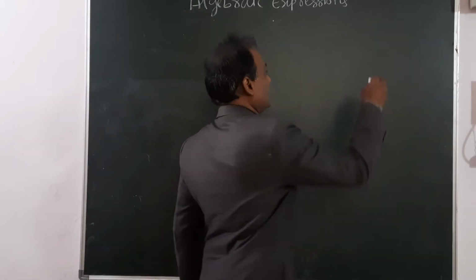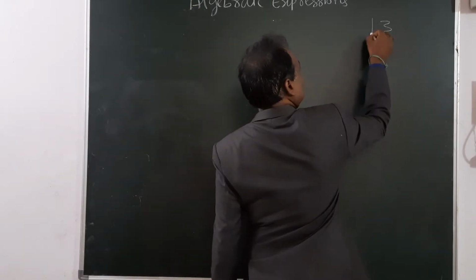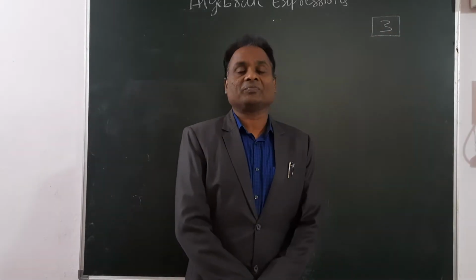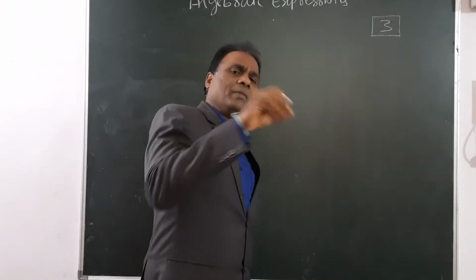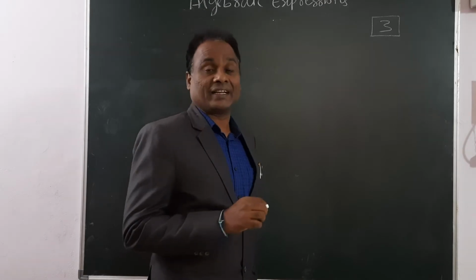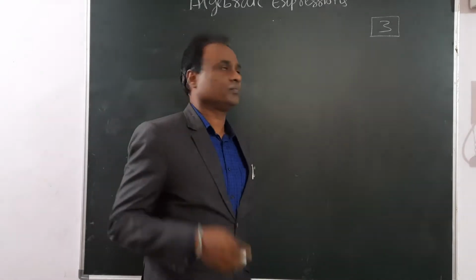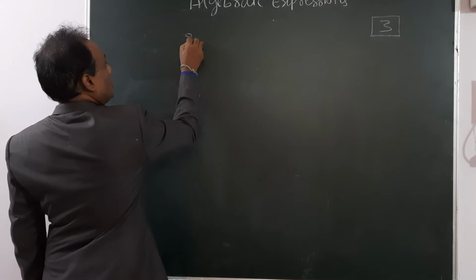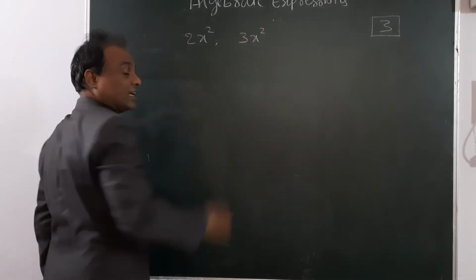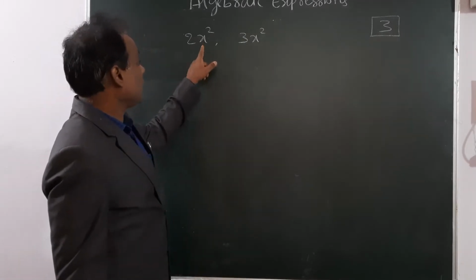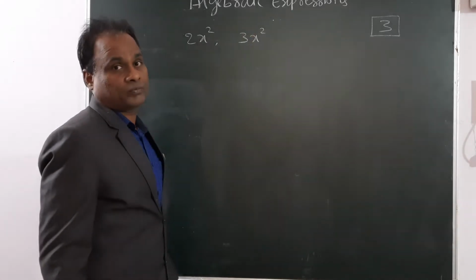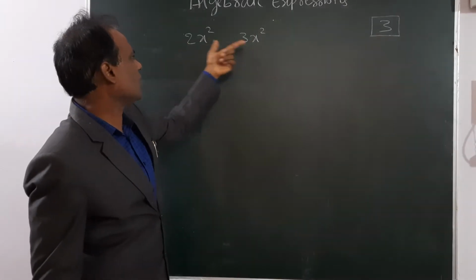Today is the third lecture in the same chapter, algebraic expressions. In this, let me revise like terms and unlike terms, and after that we will go further. See, 2x square and 3x square are like terms. Like terms means they should have the same variable, and the degree should also be the same.